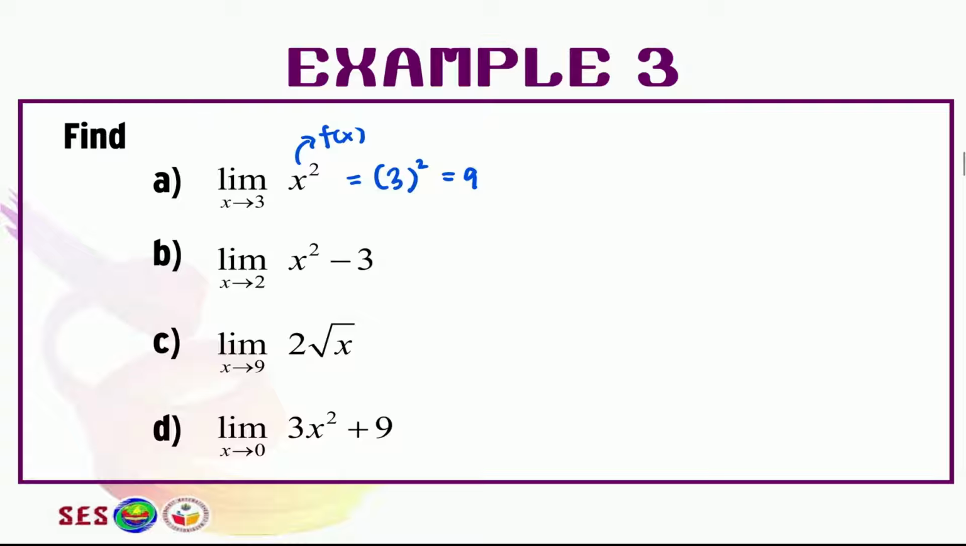Let's proceed to question B. We want to find the value for this function f(x) when x is approaching 2. If you can recall from the properties of limits, we can separate this. We can, but we don't have to. I'll show you both ways so you can decide which is simpler. If I don't separate them, I just need to substitute x equals 2, right? So I'm going to have 2 squared minus 3. So this is equal to 4 minus 3 and this is equal to 1. And since 1 is a constant, this is our final answer.